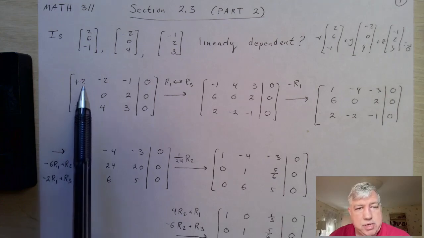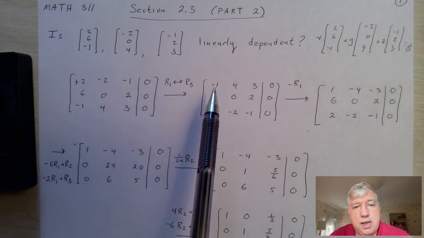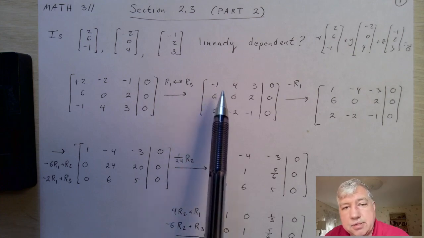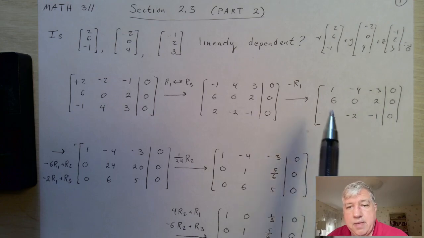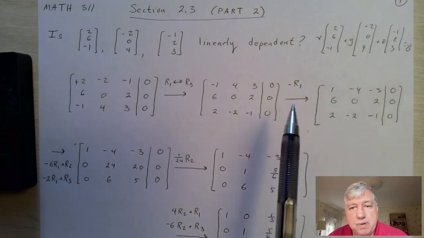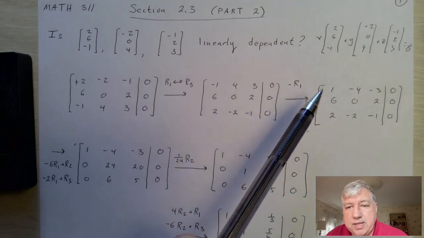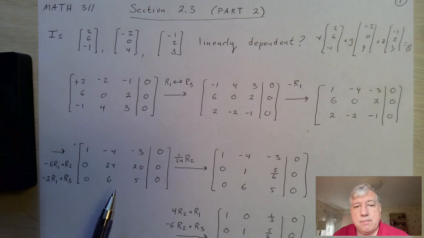There's probably a couple of ways we could do this. I'm just going to interchange these two rows. This gives us a -1, and then we can multiply this top row by -1, and we get this. And then we can go about clearing out these other non-zero entries in this column. We can multiply the first row by -6 and add it to the second row, and multiply the first row by -2 and add it to the third row. And that's what we do right here.